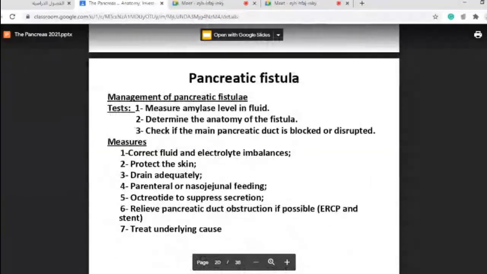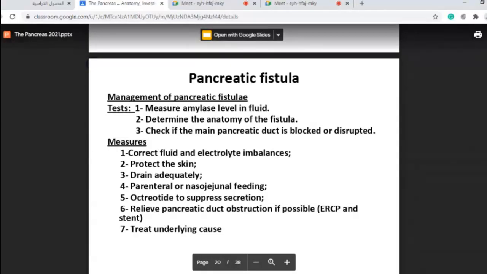Pancreatic fistula, the management of pancreatic fistula: we should first of all measure the amylase level in the fluid, and determine the anatomy of the fistula, and check if the main pancreatic duct is blocked or disrupted. So the measures are to correct the fluid and electrolyte imbalance, protect the skin, because these enzymes cause excoriation of the skin, and you must drain adequately. And the patient may need parenteral or nasojejunal feeding, octreotide to suppress secretion, and relieve pancreatic duct obstruction if possible by ERCP and stent.